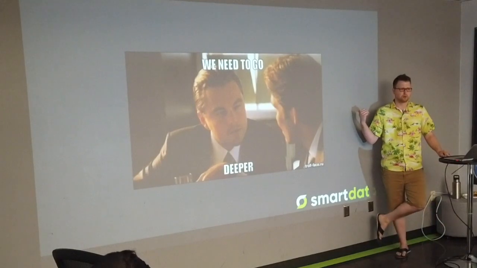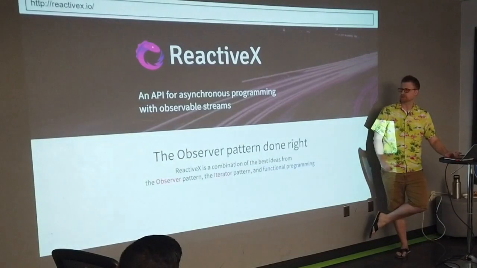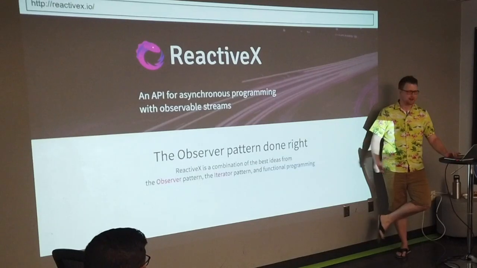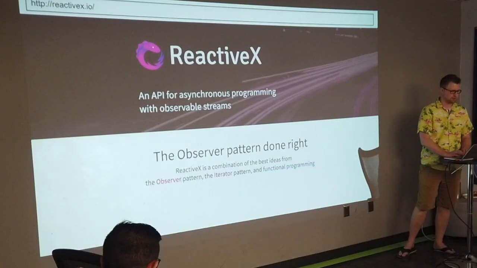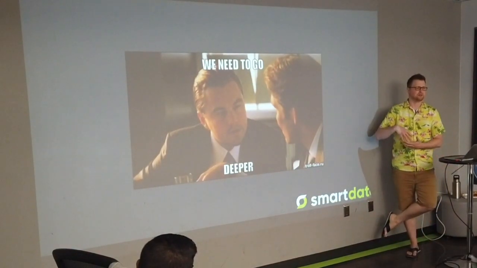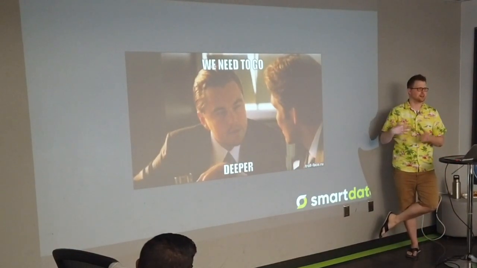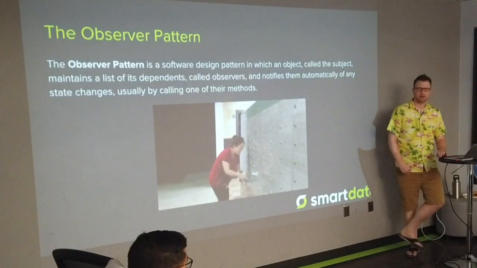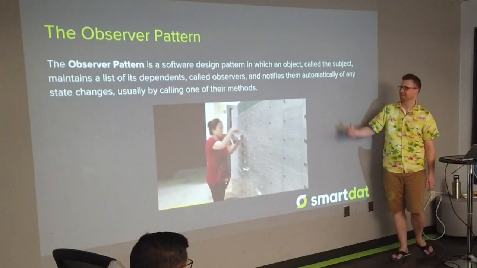So we got the, my slides got switched, but we got the observer pattern, the iterator pattern, and functional programming. So what does that actually mean if we boil that down to its inner meanings? We're trying to go as deep a dive as possible. So let's start with the observer pattern.